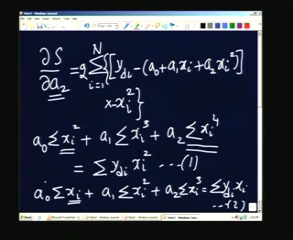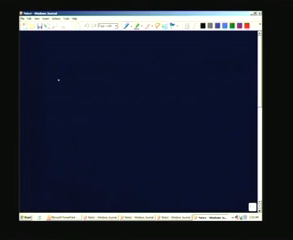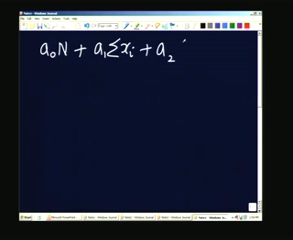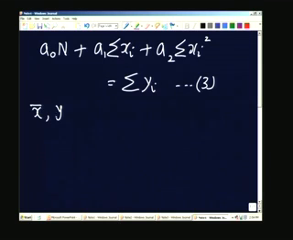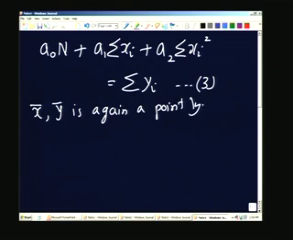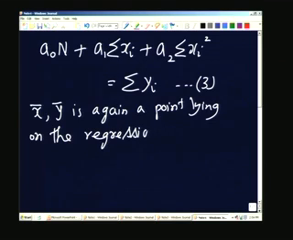Similarly, we can write down the third normal equation, which is obtained as a naught into sigma 1, that is n times a naught, plus a1 sigma xi plus a2 sigma xi squared is equal to sigma yi. Actually, this equation has a very simple meaning: x bar, y bar is again a point lying on the regression curve, which is a quadratic in this particular case.